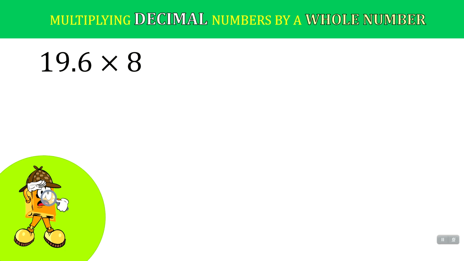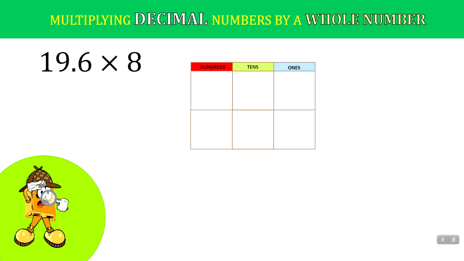Now let's look at how to multiply decimal numbers by a whole number. If we look at the place value chart again, we notice that there is a decimal number that we need to add. So we have to add the tenths column. Placing the decimal point and adding the tenths column, we can now write the digits 19.6 in the appropriate places. The 6 after the decimal point is in the tenths column. The 9 is in the ones, the 1 is in the tens column.